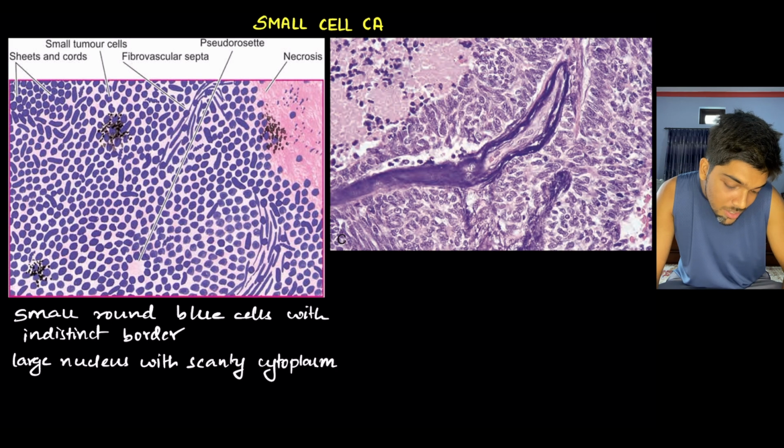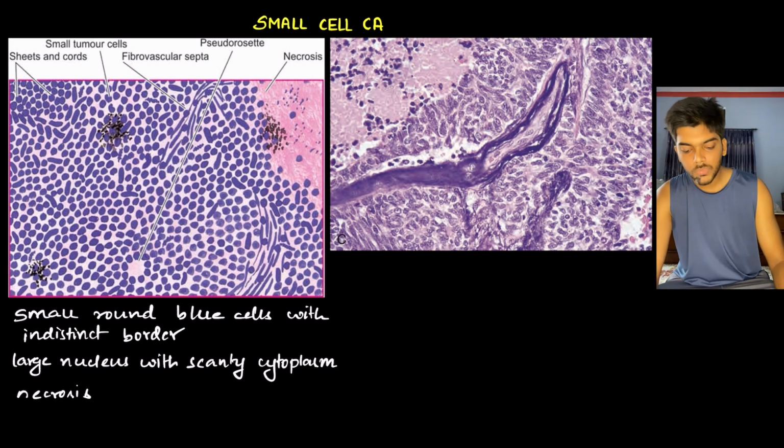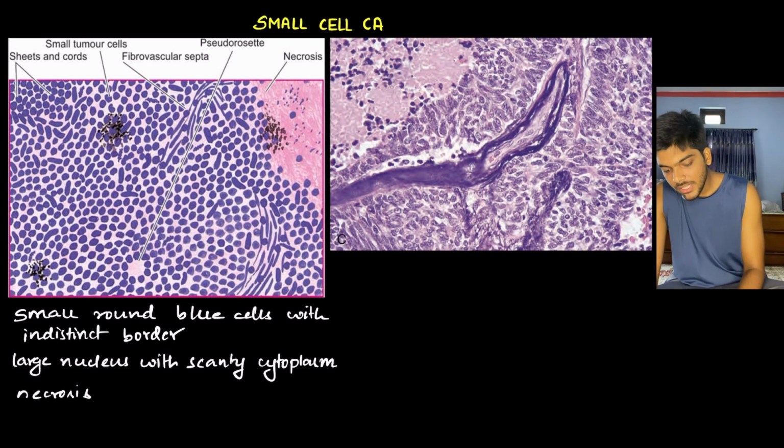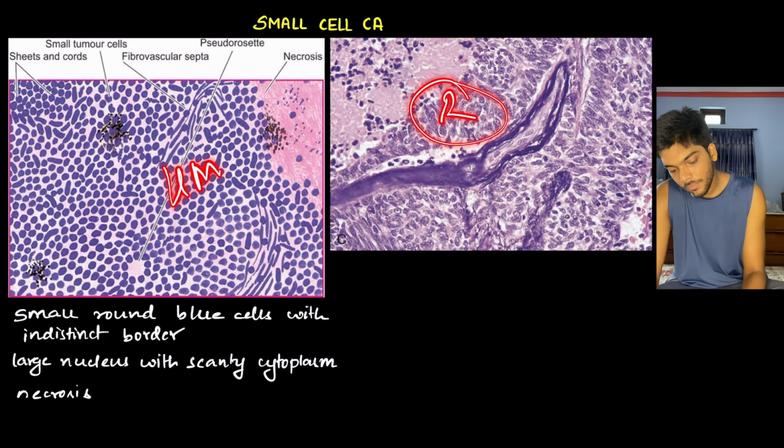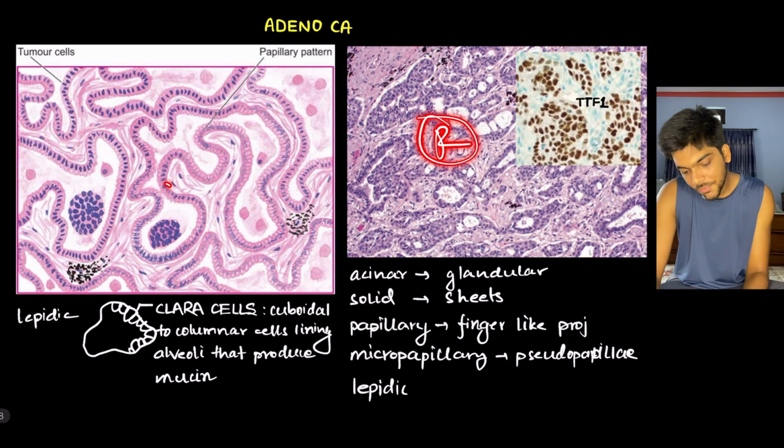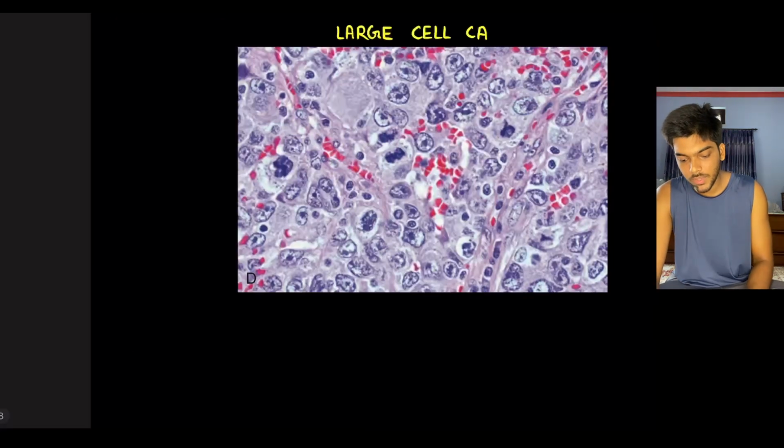Plus there are areas of necrosis as well. This is important as well. There is necrosis. Okay. Now, this is from Robbins. This is from Hoffman. This is from Robbins. This is from Hoffman. Just so you know the source of the images.